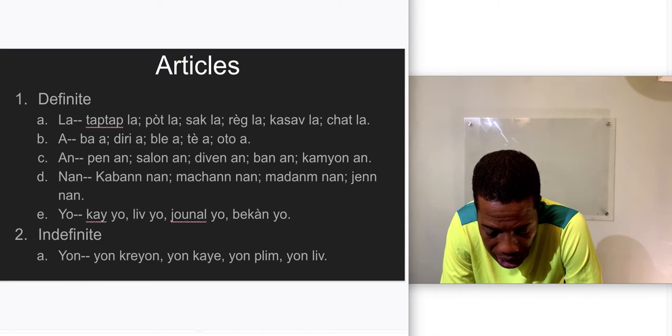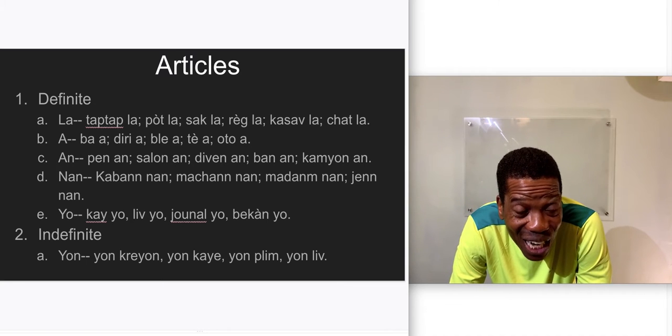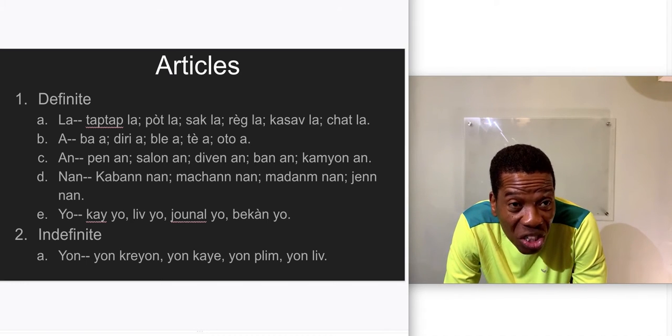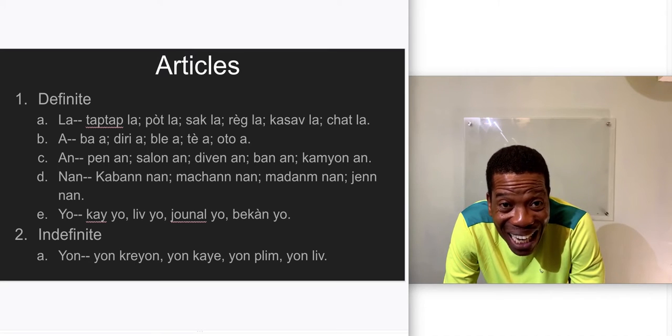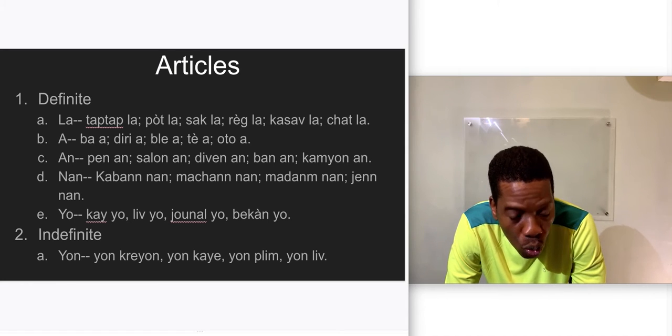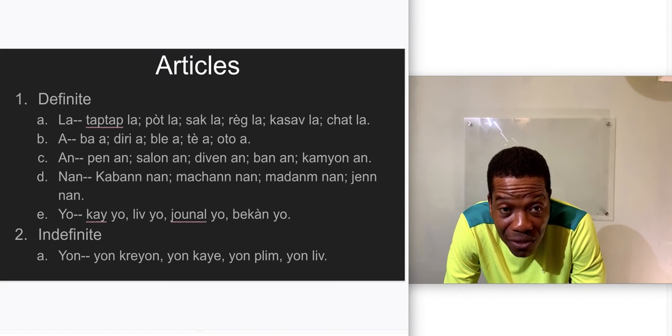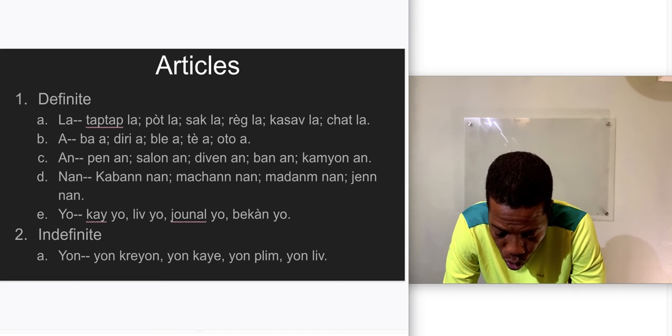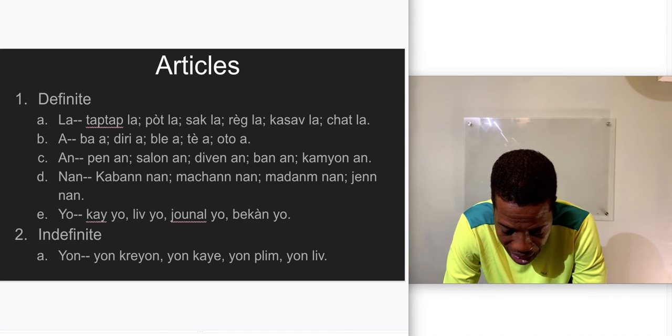Article un. Pain, salon, divin, ban, camion. Article nan. Cabane, machin, madame, jeune. Now the plural one, those were singular, but E is the plural one, right? Which is yo, caio, livio, junalio, becanio. Indefinite now. Yon is the article.